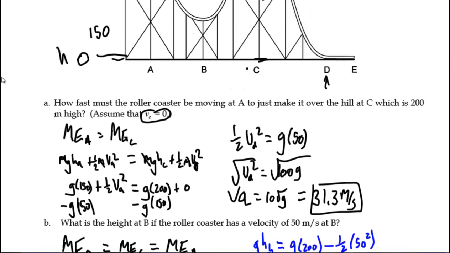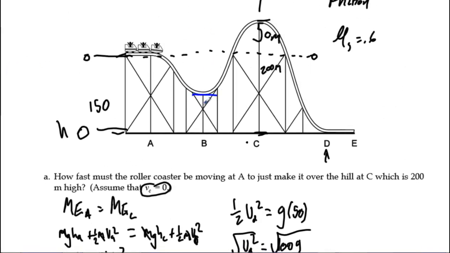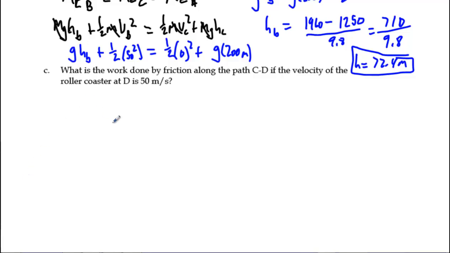We should stop and make sure that makes sense. Does it make sense that this is 72 meters high? Well, it's lower than this point, it's lower than that point. Yeah, that number does make sense. Okay. C, what is the work done by friction along the path C to D if the velocity of the roller coaster at D is 50 meters per second?